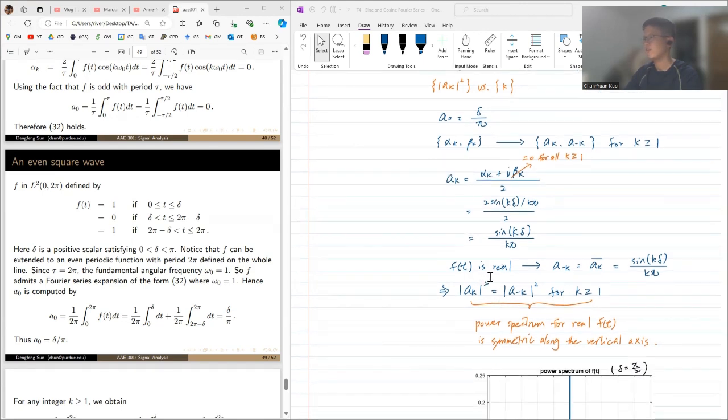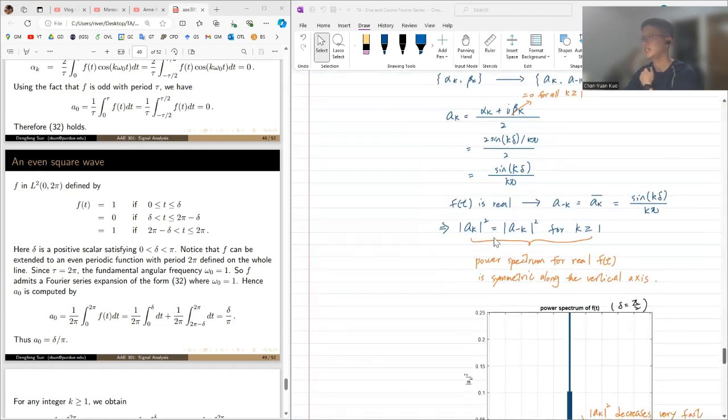And we know that the function f is real. This implies that a negative k is equal to the complex conjugate of ak. And that's going to be sine of k delta over k pi as well. And you can see that in this case, the absolute value of ak will equal the absolute value of a negative k for any k that is greater than or equal to 1. And this implies that the power spectrum for a real function is going to be symmetric along the vertical axis.